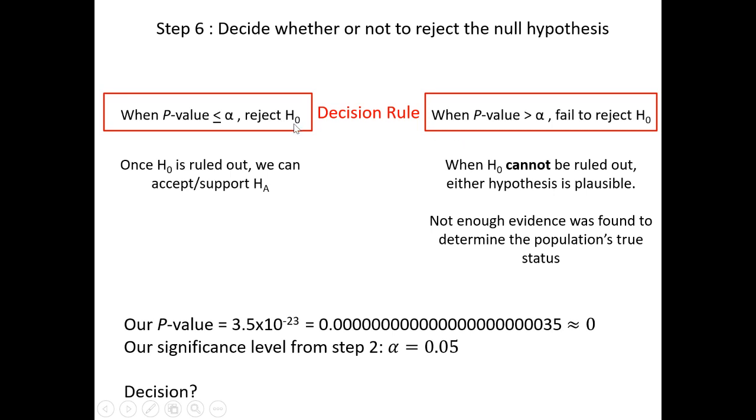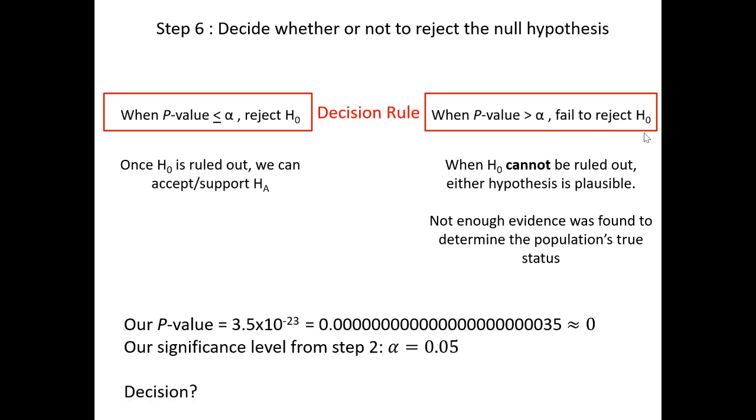All right, so step 6 is actually quite easy. We have a rule. Just memorize this rule and you'll always come to the right conclusion. So if the p-value is less than or equal to the significance level that we picked in step 2, that's when we can reject the null hypothesis. Whereas if the p-value is greater than the significance level, that's when we fail to reject the null hypothesis.